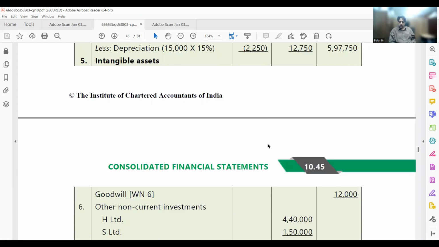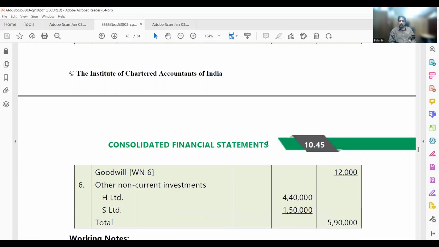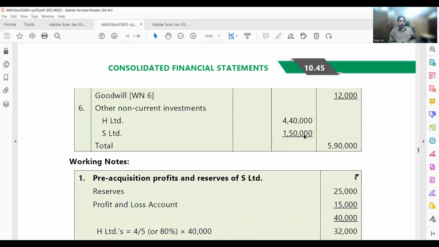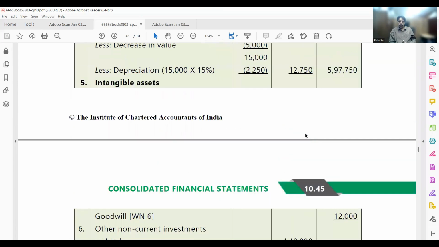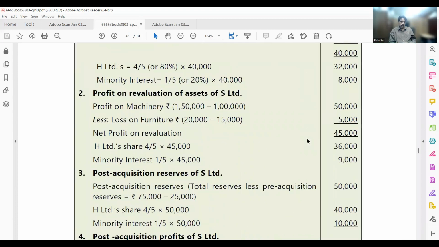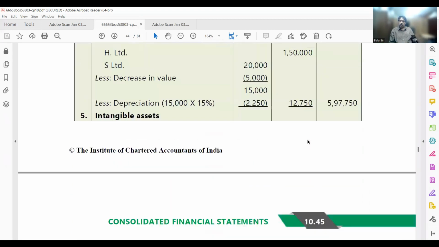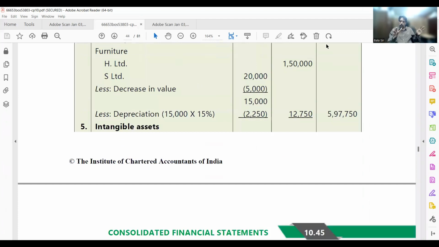Note number 5, intangible assets. That is goodwill. It is 12,000. You can say refer to step number 4. Next. Note number 6, other non-current investments. H Limited, 4,40,000. S Limited, 1,50,000. Total 5,90,000. In all, 5 lakh and 90,000 non-current investments. That's it. And no current assets at all. Done. With that, you complete the solution. Please go ahead and jot down the balance sheet as well.